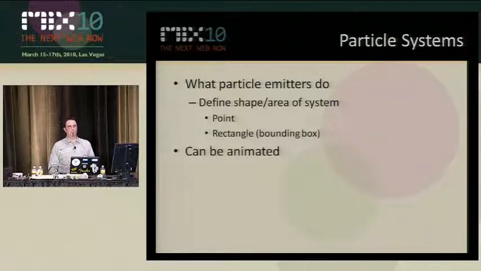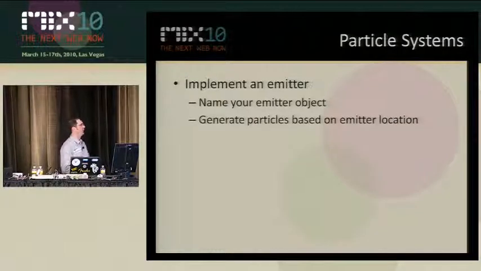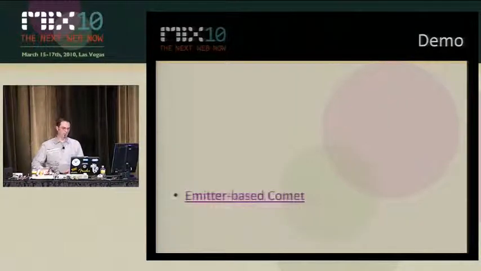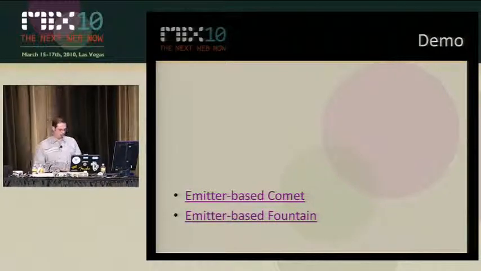Particle emitters can be animated. You can use a mouse position. You can move objects on the screen and generate particles from those positions. And it's actually pretty simple to implement an emitter. Basically, all you have to do is name your emitter object so you have access to it easily from C# or VB if you happen to prefer that, and then generate the particles based on the emitter location. So I have a couple of examples to show you of particle systems that use emitters.